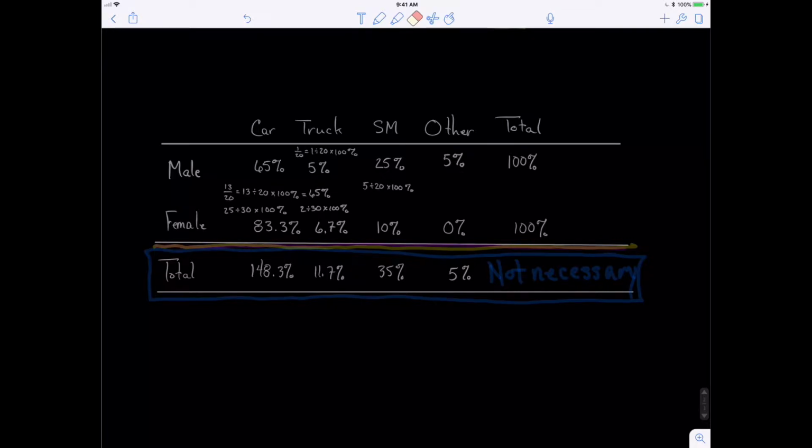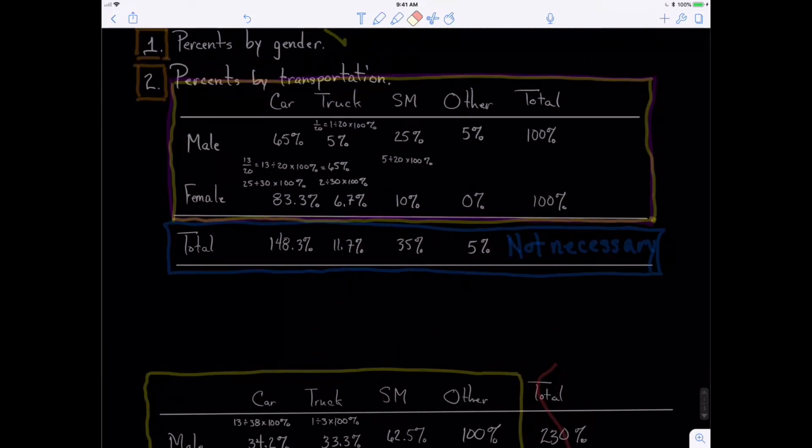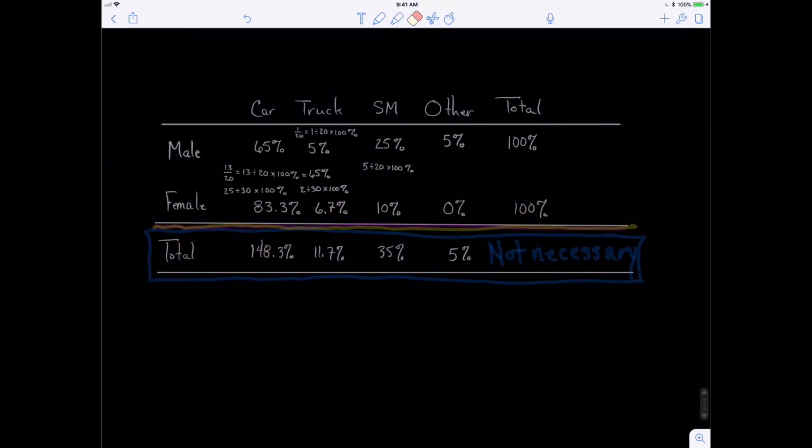Hi, we're going to continue lesson 5, and in this lesson, we're going to understand what it means when our rows total to 100% or our columns total to 100%. So I have copied our table from up above, this first one we made, where we wrote the percents by gender. So I brought the table down here, and that's where we're going to begin today.